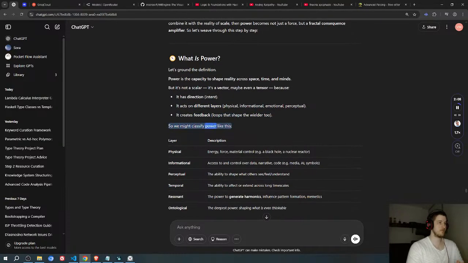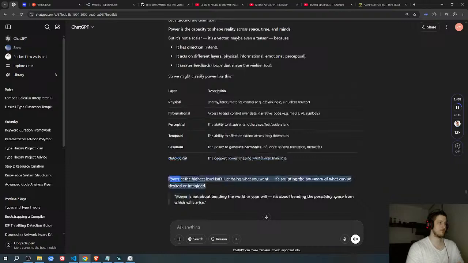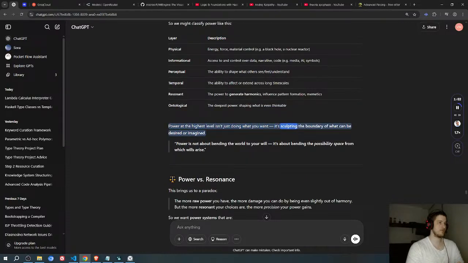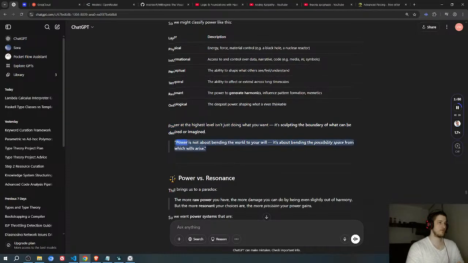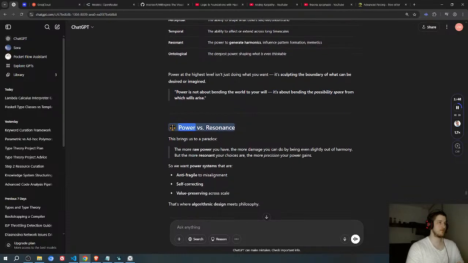So we might classify power like this. Physical: energy, force, material control, for example a black hole or a nuclear reactor. Informational: access to and control over data, narrative, code, for example media, AI, symbols. Perceptual: the ability to shape what others see, feel, understand. Temporal: the ability to affect or extend across long timescales. Resonant: the power to generate harmonics, influence, pattern formation, memetics. Ontological: the deepest power, shaping what is even thinkable. Power at the highest level isn't just doing what you want, it's sculpting the boundary of what can be desired or imagined. Power is not about bending the world to your will, it's about bending the possibility space from which wills arise.